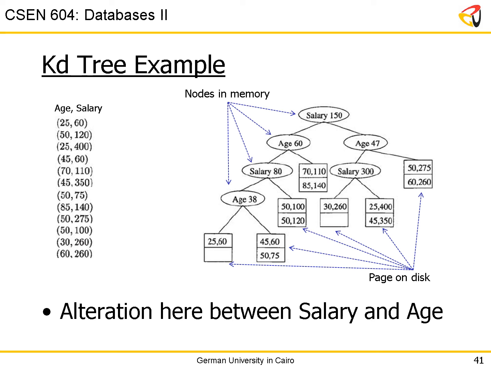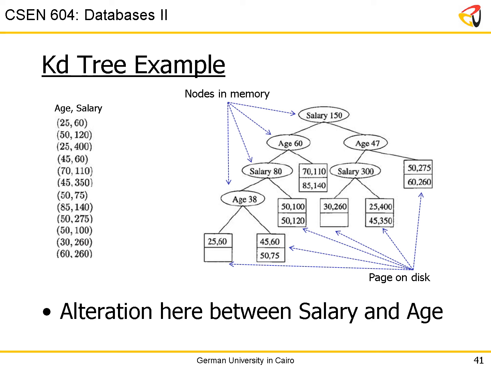And then we have these rectangles or squares that actually are the pages that are in disk. What you see inside any one of those pages is the values in the specific row that we are storing there. For example, if you go left and then right, you will see a page that has 70, 110 and 85, 140. The first is age and the second is the salary. So 70, 110, that's someone whose age is 70 and whose salary is 110.